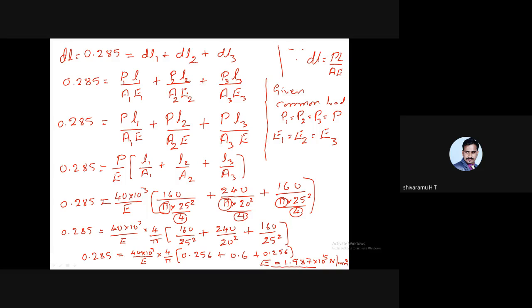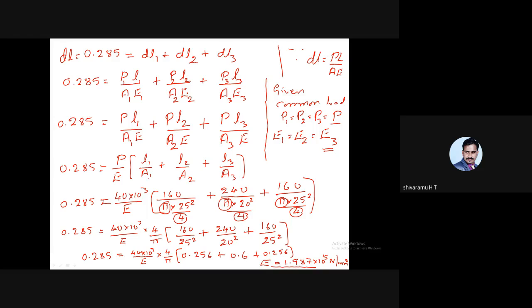For section 3, P3 L3 divided by A3 E3. Here the given is common load and Young's modulus is the same, so we can take P and E as they are, and L1 and A1, L2 and A2, and L3 and A3 for section 1, section 2 and section 3. Later we can take P and E as common. These two are common for all these three equations. So next we can take L1 by A1, L2 by A2 and L3 by A3.